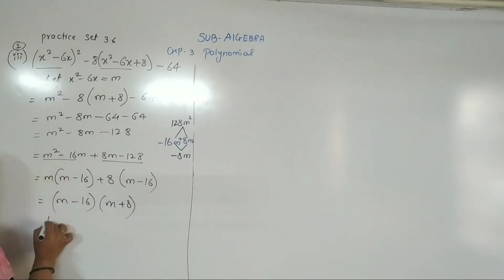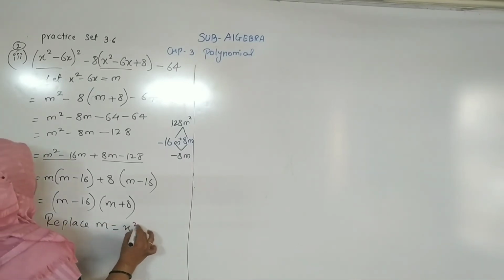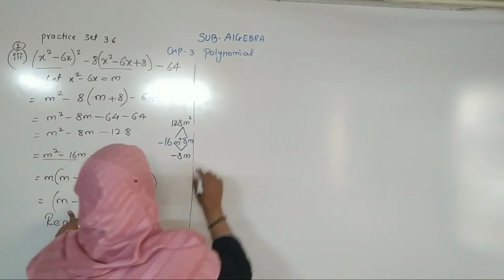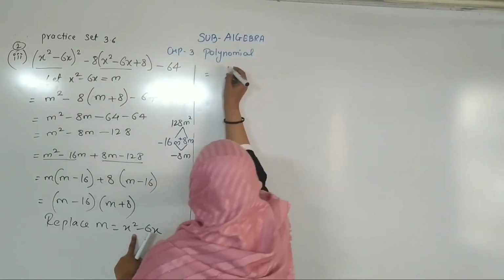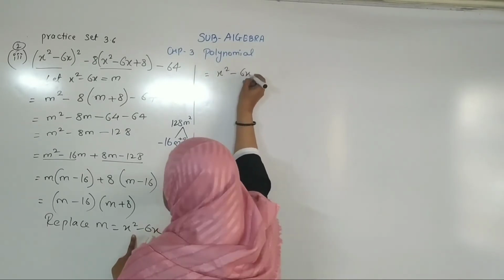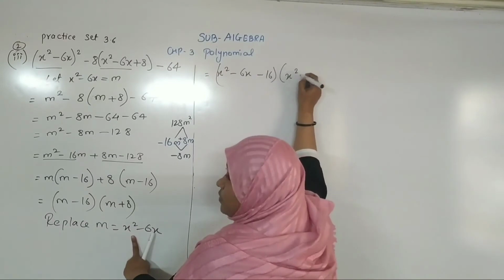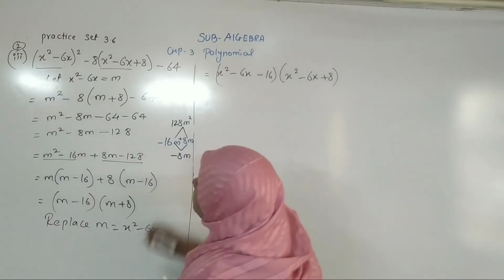Now I will resubstitute m equals x square minus 6. Wherever I have m, I will put x square minus 6. See here, student, instead of m I will write x square minus 6x minus 16, and x square minus 6x plus 8.